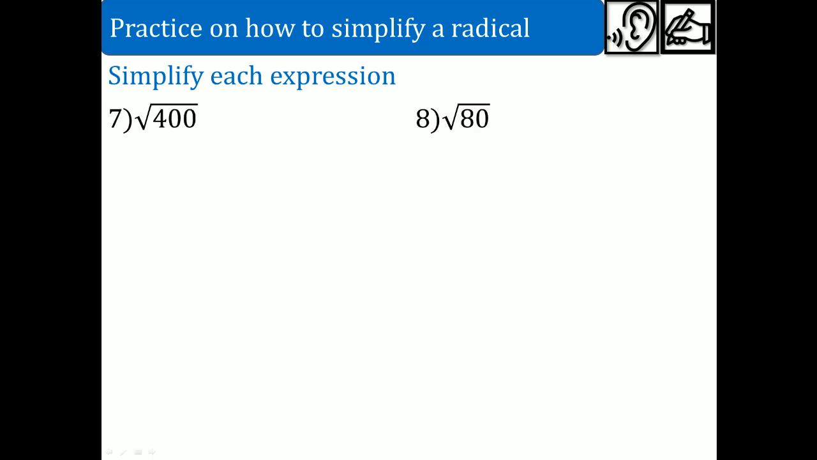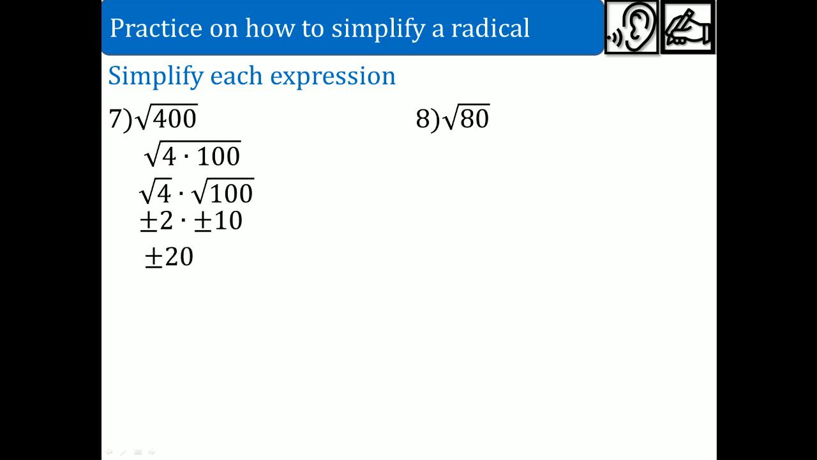Last two, 7 and 8. 400. Right? When you get very large numbers and when you see a lot of zeros, always try to use the number 100. Here I saw that it's 4 times 100. So it is radical 4 times 100. Split the radical into two parts. So radical 4 times radical 100. Radical 4 is plus or minus 2. Radical 100 is 10. Combine them, it is plus or minus 20. So if you do 20 times 20, you get 400.